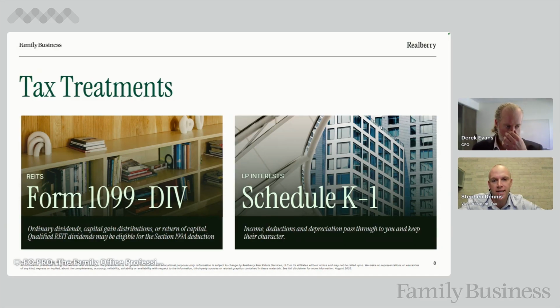REITs are a unique tax classification by which the REIT has to distribute at least 90% of its income on an annual basis in order to retain the REIT status. A REIT dividend typically is paid out of operating income from a REIT and will be reported on a 1099-DIV that's issued from a brokerage house. And those are typically issued, I think the deadline for those is around February each year.